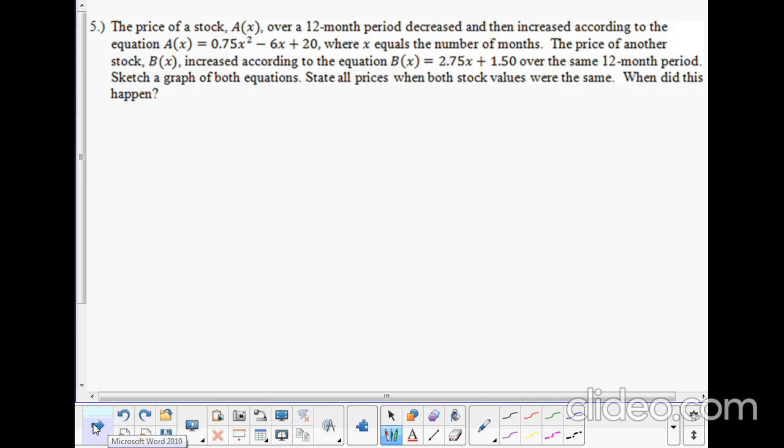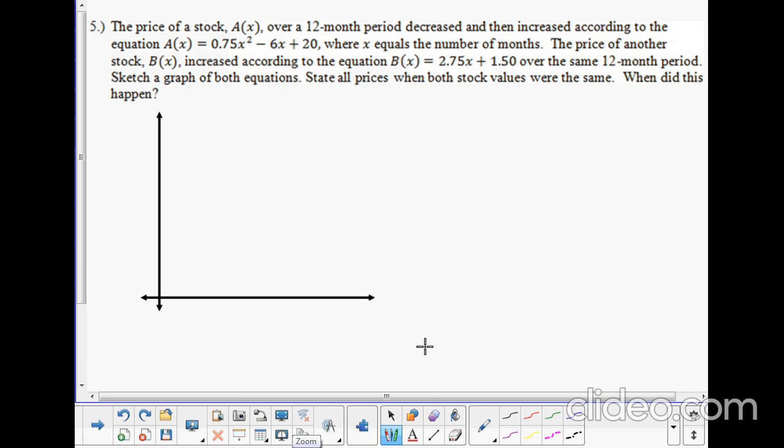Problem number 5 gets a little bit more involved. It says the price of stock A of X over a 12-month period decreased and then increased according to the equation A of X, which is listed, where X is the number of months. The price of another stock, B of X, increased according to the equation B of X over the same 12-month period. Sketch a graph of both equations. State all prices when both stock values were the same. When did this happen?